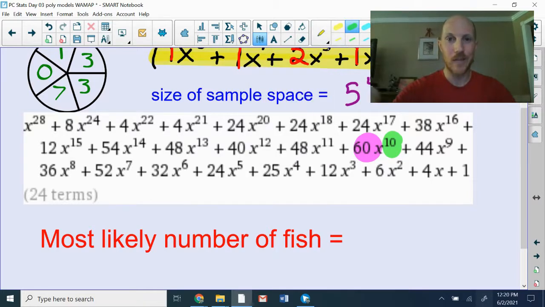So the most likely number of fish is, what am I writing? 10. I don't know why I wrote that. That's a weird number I pulled out of a hat. 10 fish.